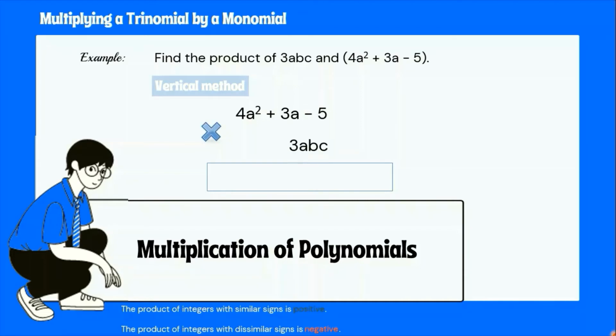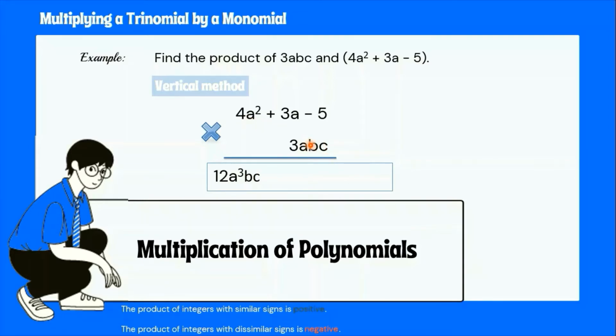Multiplied by itong ating monomial. And then, let's start multiplying yung ating monomial from left to right. Kaya 3abc multiplied to 4a squared is equal to 12a cubed bc. Kasi 3 times 4 is 12, pareho silang may a. A, 2 plus 1 is equal to a cubed. And then, kopyahin natin yung bc since walang bc ang 4a squared.